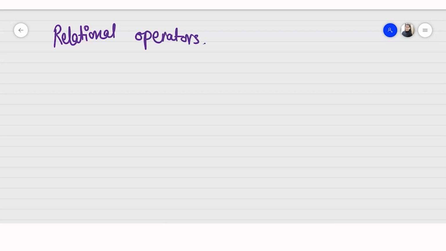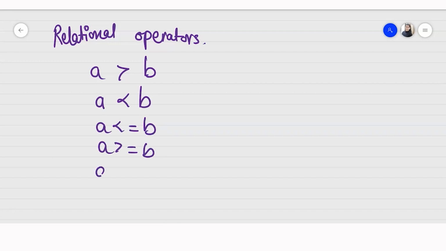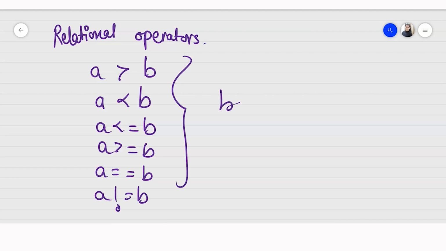Relational operators are used to determine the relationship between two operands. They simply tell us, say, whether A is greater than B, A is less than B, A is less than or equal to B, A is greater than or equal to B, A is equal to B, or A is not equal to B. The output of all these is a Boolean value. What Boolean values can we have? Either true or false. So either A is greater than B or A is less than B, so we can have true or false here.